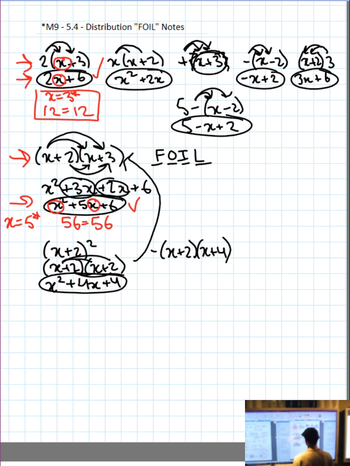So let's take this thing. Now, what do you want to do first? Distribute the negative? No, we want to FOIL the thing out first. So the first thing I'm going to do is set up my brackets and put the negative in front. Then I'm going to do x times x is x squared. Forgot my pretty arrows. Now I'm going to do plus 4x plus 2x is plus 6x.